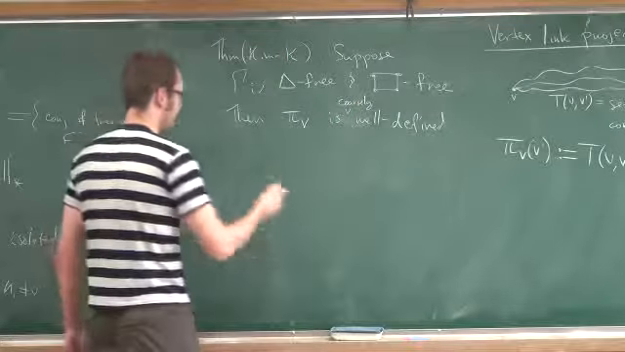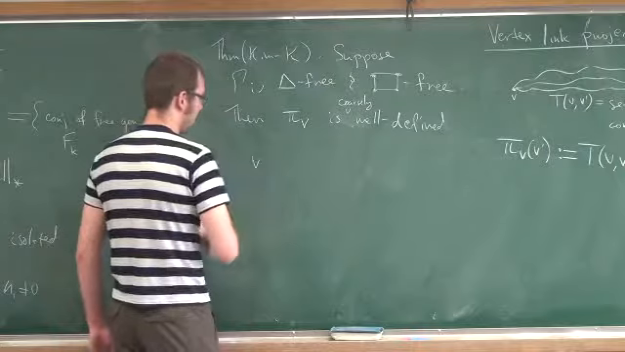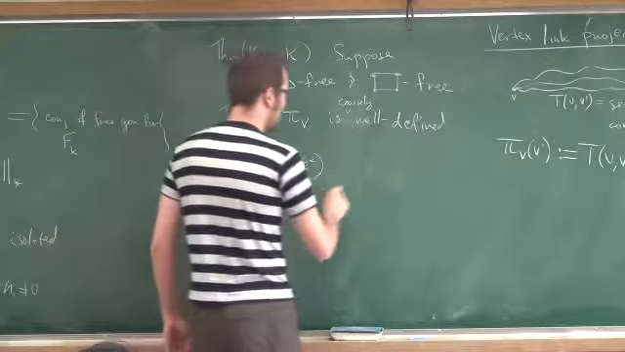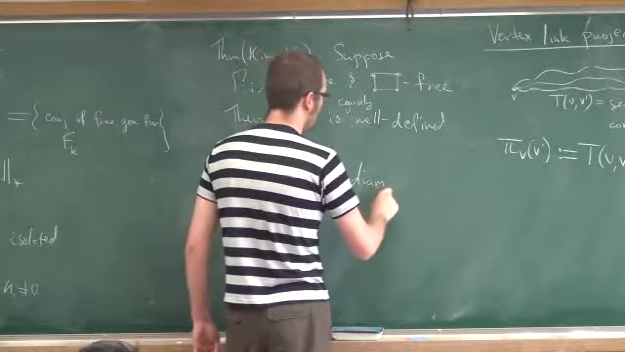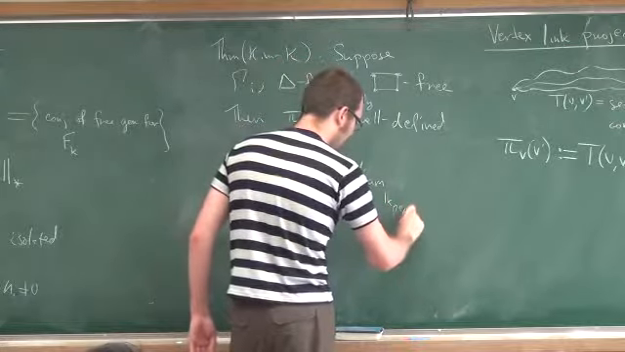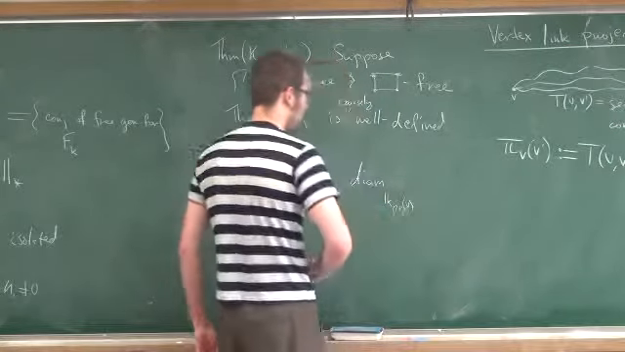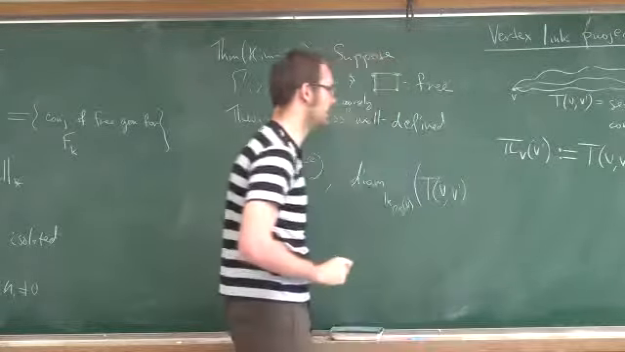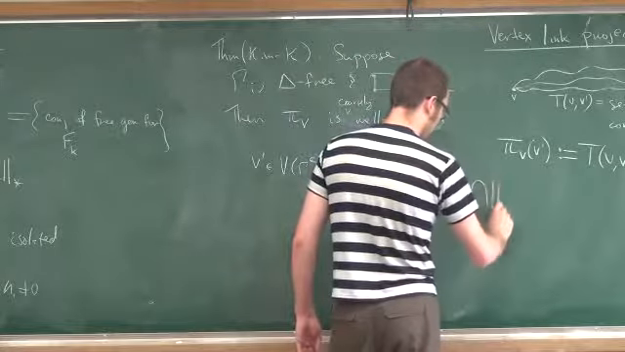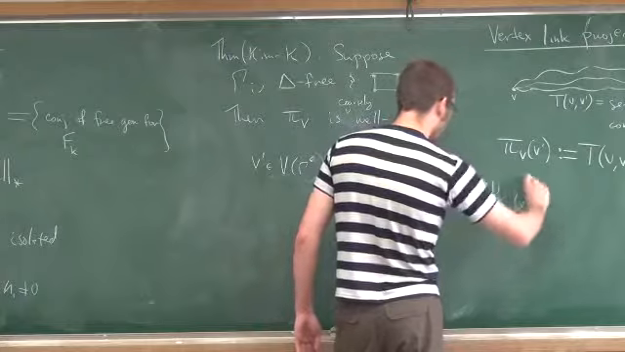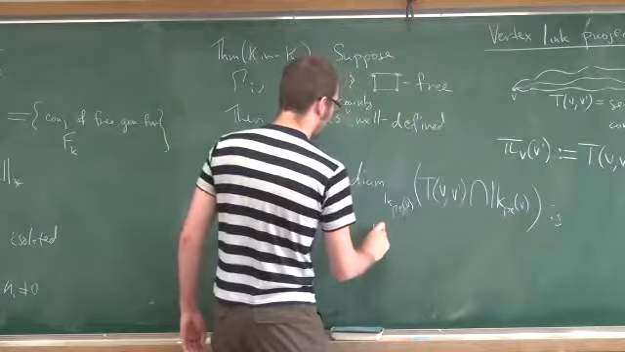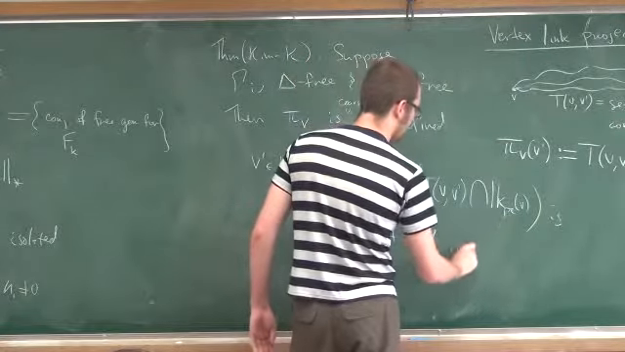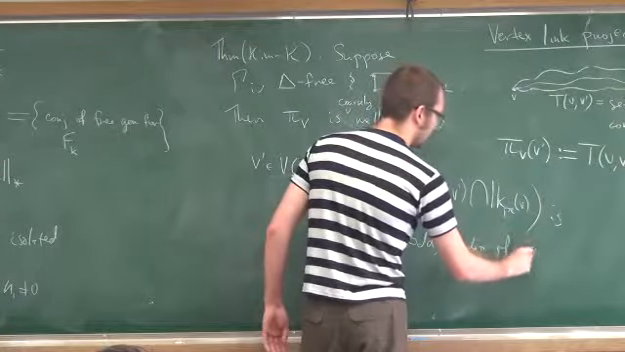So in particular, if I have any vertex V prime, then the diameter in the link inside of gamma E of V, of the intersection between the set of geodesics connecting V and V prime with the link of V, is uniformly bounded independently of V and V prime.